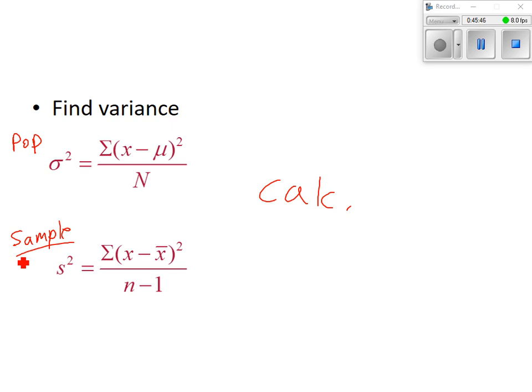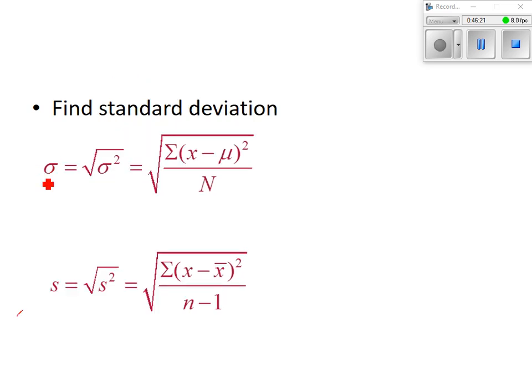And again, I'm not sure, never have understood why, for a population, use every member of the data set that you're dealing with. For a sample, do N minus one. Just makes it closer to the variance. How do you find the standard deviation if you find the variance first? What do you do to get the standard deviation? Take the square root of that. So that's probably what the next slide is. Standard deviation, just take the square root of those two answers you just got.